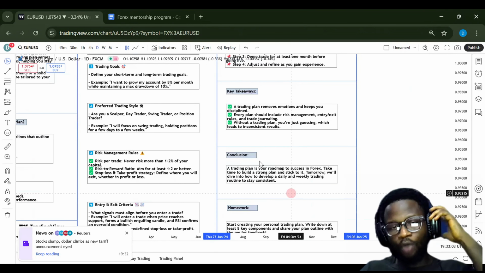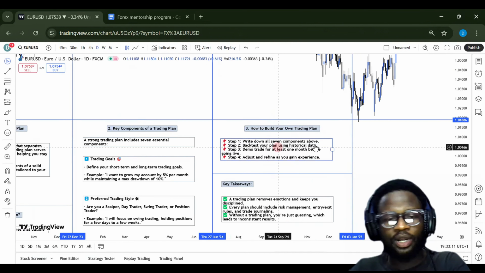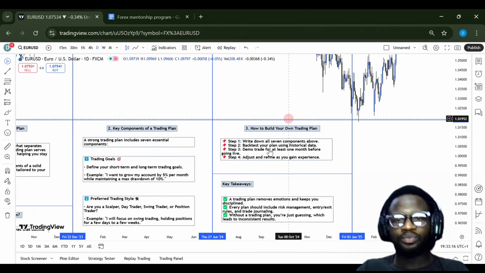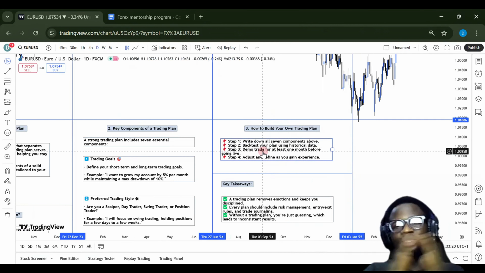Now, what practical steps, right? How to build your own trading plan. So step 1, write down all the 7 components above, just the topics, just write them down. Secondly, the pair that you want to trade, backtest it.